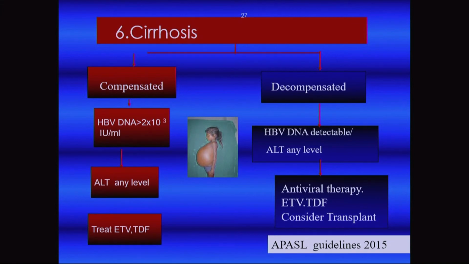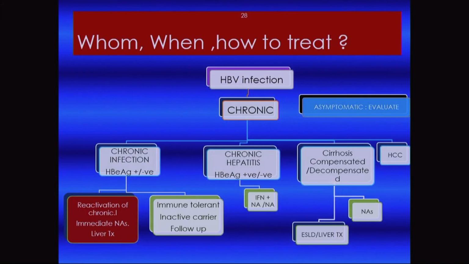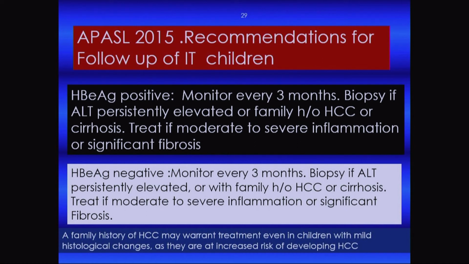What about cirrhosis? Whether they are compensated or decompensated, you treat them not depending on the ALT level. Whatever the ALT level, you have to treat them and continue treating them till they go for a transplant. So in chronic infection, whom and how to treat is now becoming clearer. The only group we are following up is the immune tolerant or inactive phase. The APASL guidance says you monitor these immune tolerant people with ALT, biopsy them when indicated, and treat them when you feel it is needed.